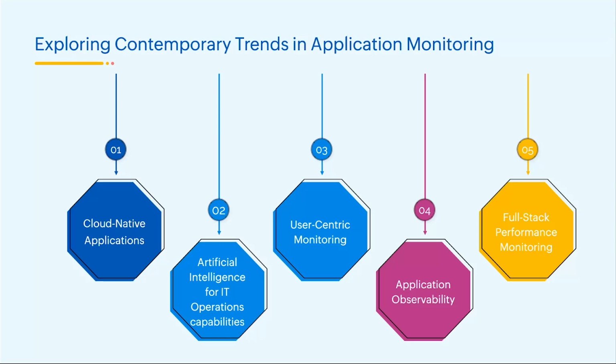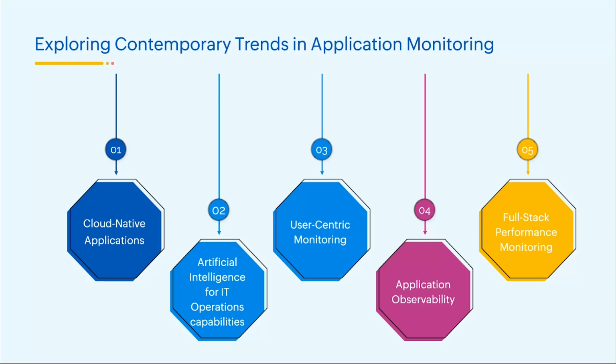Second is artificial intelligence for IT operations, or AIOps. AI and machine learning are increasingly being used to enhance and automate IT operations. In the context of application performance monitoring, they help by detecting anomalies and unusual patterns, automating routine IT tasks, predicting potential failures using historical data, and optimizing resource allocation for real-time performance scaling. AIOps enables proactive issue resolution, and it improves the overall application reliability.